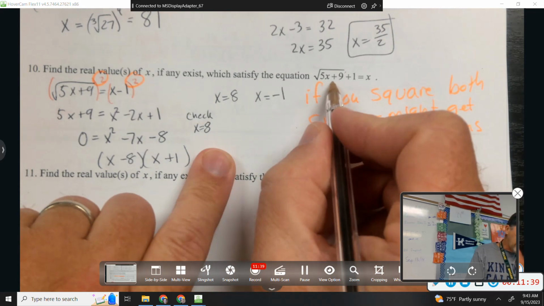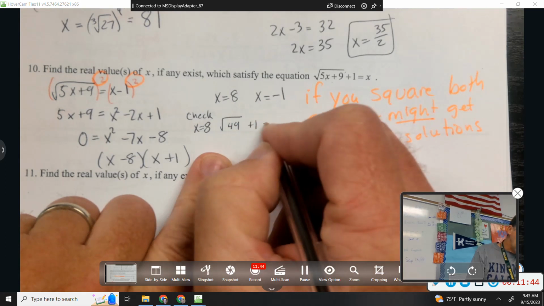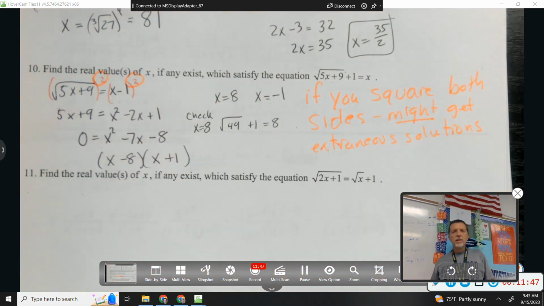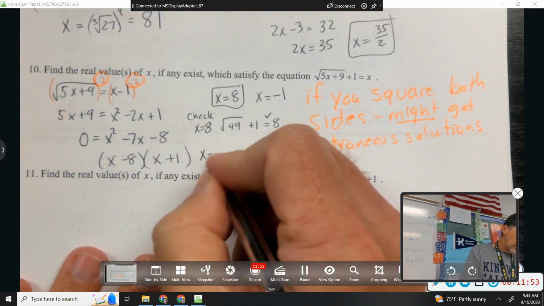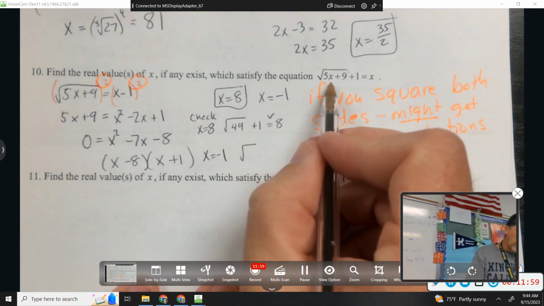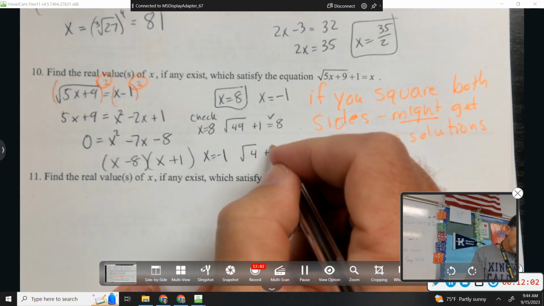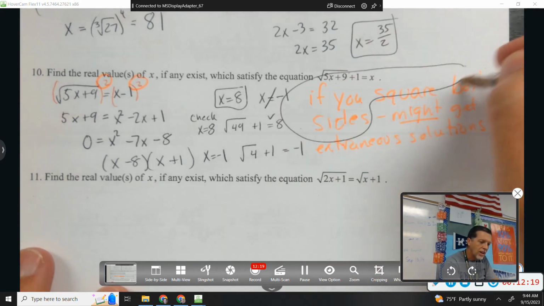So if I plug in 8, I get the square root of 49 plus 1 equals 8. 7 plus 1 equals 8. Yes, it does. If I check negative 1, I get the square root of 4 plus 1 equals negative 1. 2 plus 1 equals negative 1. No, that is not true. So I have to throw out one of my answers. It's only x equals 8. So if you square both sides, that's the big thing. If you square both sides, you've got to check your answer.